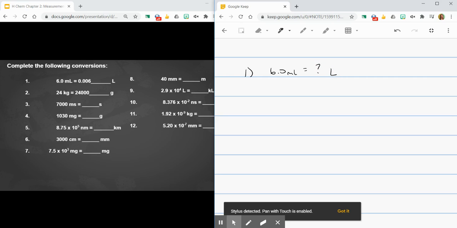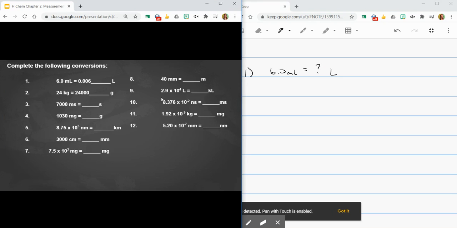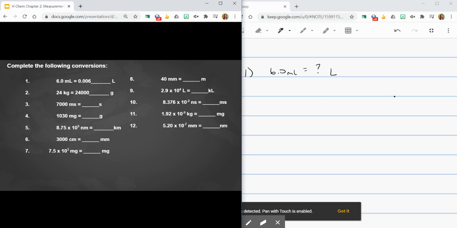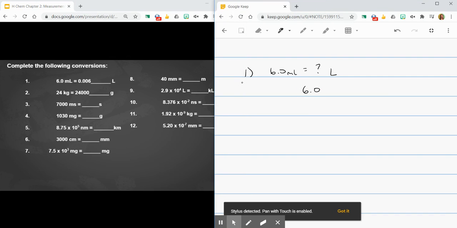And so if we go back to our metric slide here, if we start with milli and we're changing it to liters, that's a base unit. We're going to the left and the power of 10 is changing by 3. So I'm going to move the decimal 3 places to the left. Okay, so this would be, instead of 6.0, 1, 2, 3 places, I would get 0.0060 liters as my final answer.